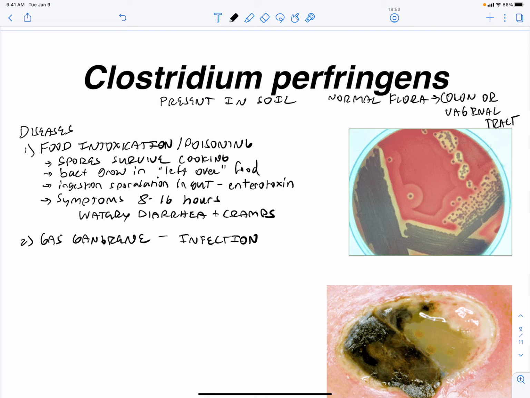The symptoms of this are going to appear in about 8 to 16 hours. You're going to get watery diarrhea and cramps, and then this typically will resolve on its own. So it's just supportive care.